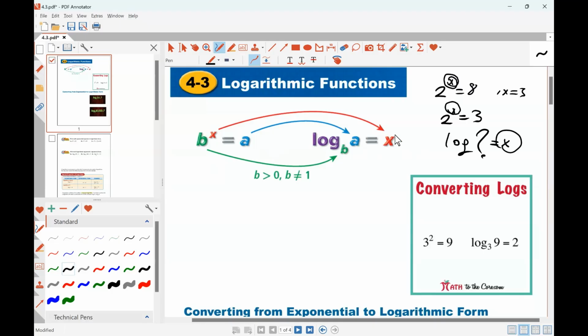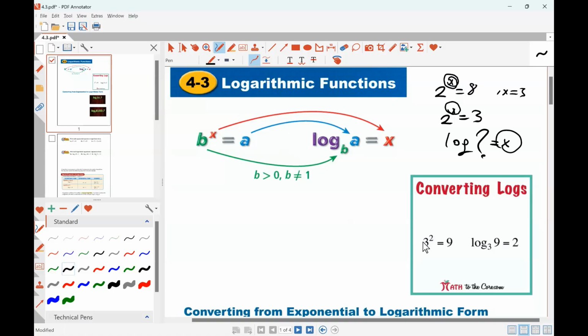So I will put x on one side of equation first and write log and use the same base as I did in the exponential equation. Use b as a base. In logarithms, we write base as subscript. So log subscript b, log base b of a, the number on the other side of equation, equals the exponent. So we can do this conversion back and forth. We can convert exponential equations to logarithms and logarithms to exponential equations.